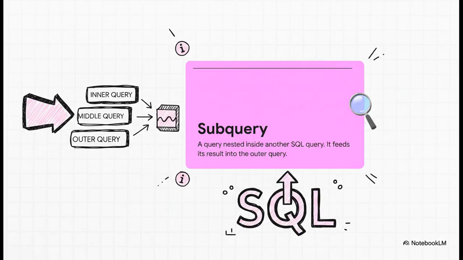So here's our pro explanation. A subquery is simply a query that's nested inside another SQL statement. It runs first, it gets a result, and that result could be a single number, a list of things, or even a whole temporary table. And then it passes that result to the outer main query, which uses it to finish its job.